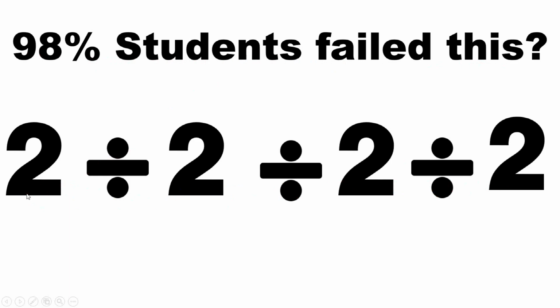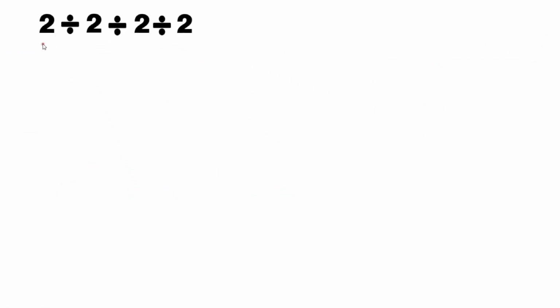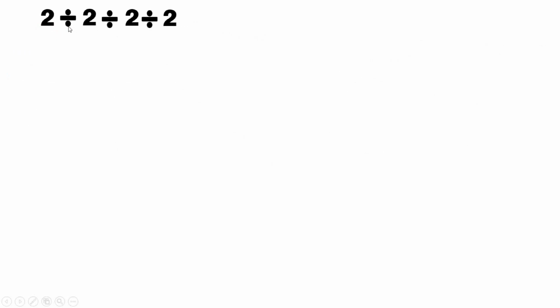Step 1. The left-to-right rule. When you have a string of identical operations like division, the golden rule of order of operations is to work strictly from left to right. First, we take the first two numbers, 2 divided by 2. That simply gives us 1.